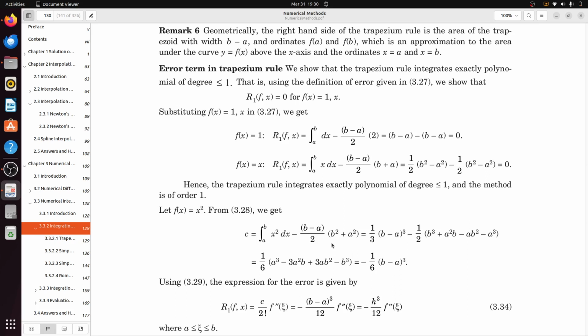Yes sir. So for f(x) equal to 1, the actual integration is the integral from a to b of dx, which is b minus a. And what will be computed by the trapezoidal rule? (b minus a) by 2 into (f(a) is 1 plus f(b) is 1). So 1 plus 1 will be 2, (b minus a) by 2 into 2. So that will be b minus a, minus b minus a, which is equal to 0. Right, Priyanka?